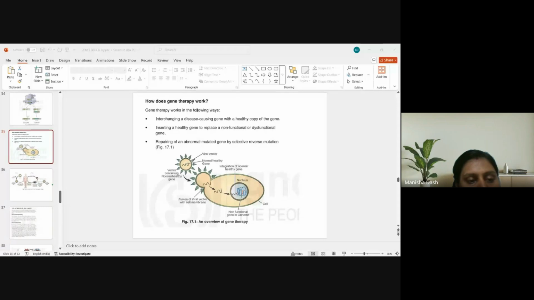The vector contains the normal or healthy gene. As I told you, this vector will be a pathogenic vector, one that can infect the human cell, so there will be compatibility, and the genome of this viral vector will have some homology with the target genome. So there will be integration of this new healthy gene into the genome of the target organism, where the non-functional gene will be replaced by the functional gene, and the disease can be cured.